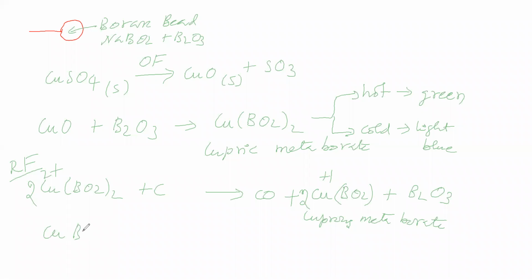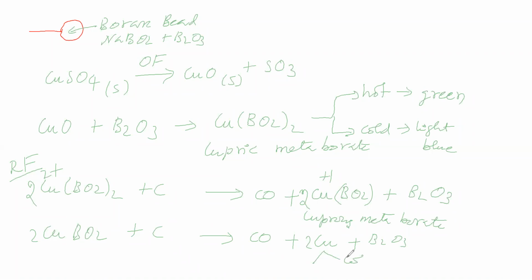Then this cuprous metaborate with carbon becomes what, we will see. This carbon takes oxygen and becomes carbon monoxide, so carbon is undergoing oxidation. This cuprous is undergoing reduction and becomes copper. For balancing, we write 2 times here, and the remaining is B2O3. So in the reducing flame, copper is available.